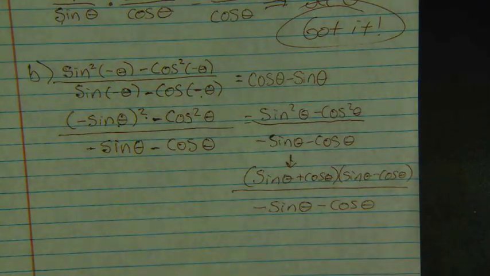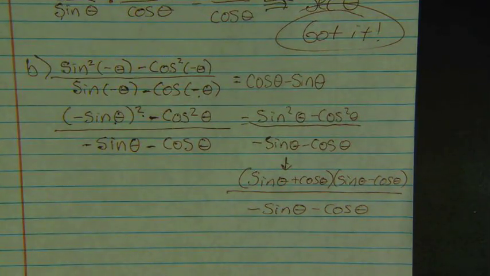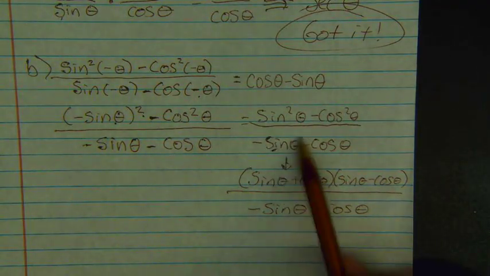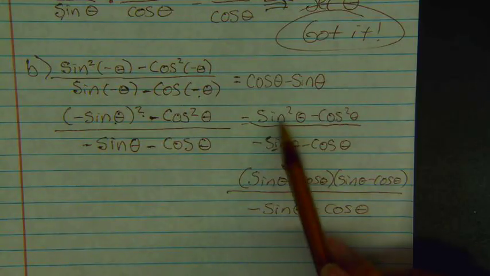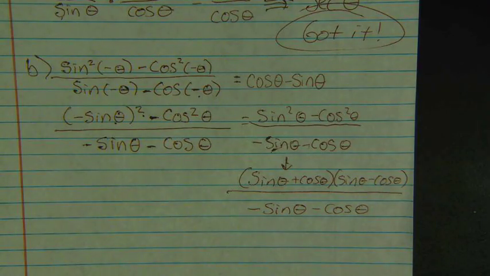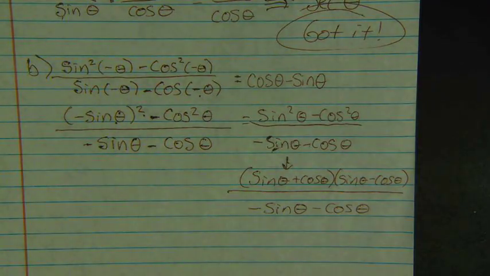Okay, what you cannot for sure do is, I was waiting to see if someone was going to say, cancel this sine with one of these. Okay, you can't cancel things that are being added or subtracted, so that would not have been mathematically correct. This is the way to go right now.